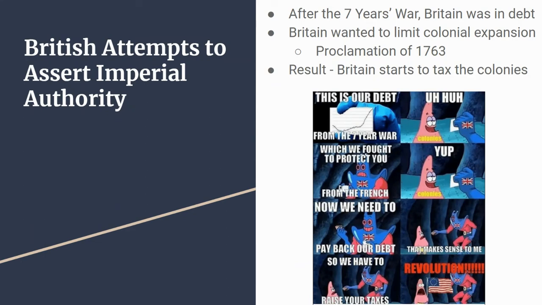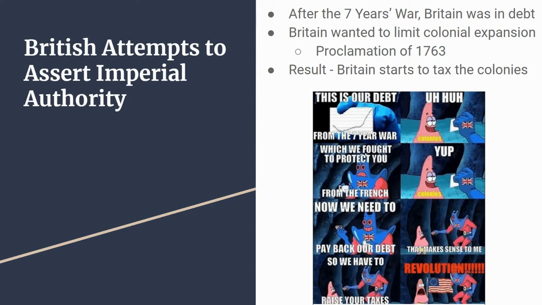First thing we need to talk about is a little recap of how England tried to assert their authority over the colonies. So, if you remember, for context, we had something called the 7 Years' War or the French and Indian War. And the major impact of that was that Britain was in debt. While Britain won the war, they beat France, Britain owed a lot of money.